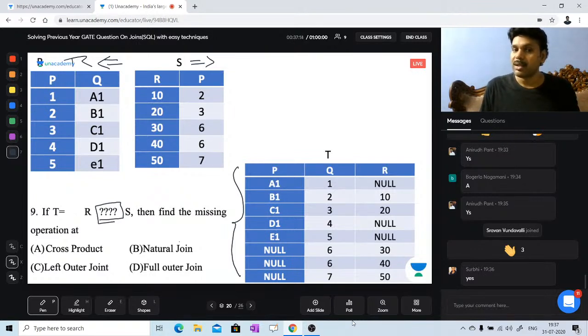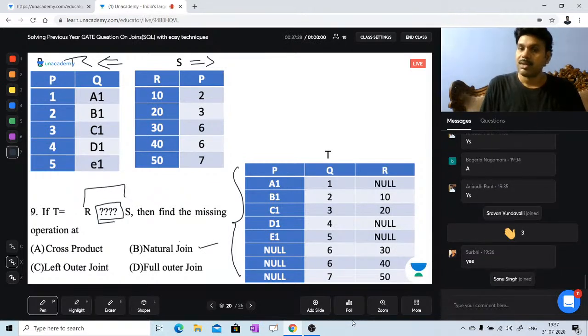Observe the result. So this is the result. T is the result table produced after performing some operation on R and S. So which is correct? Did you do natural join between R and S, or did you do left outer join, or did you do full outer join? So that's my question. Answer it.